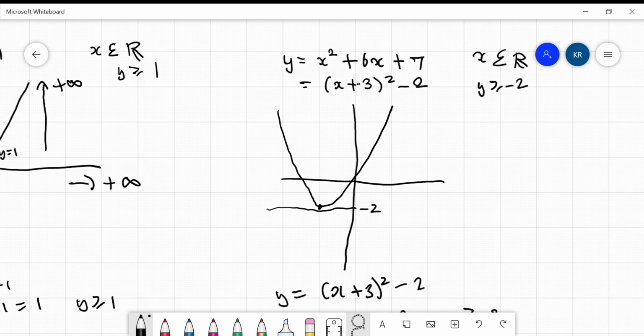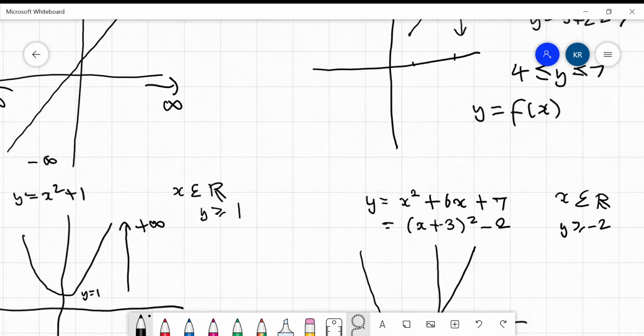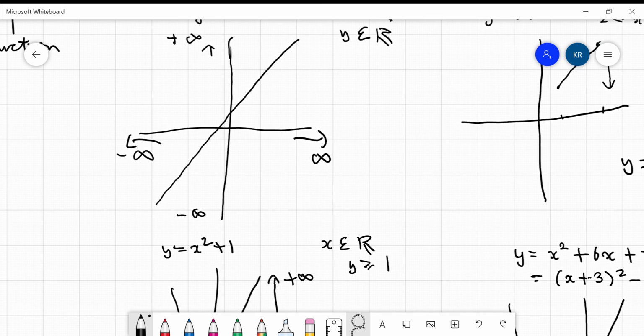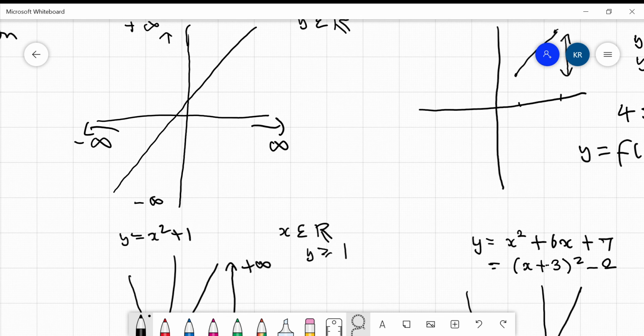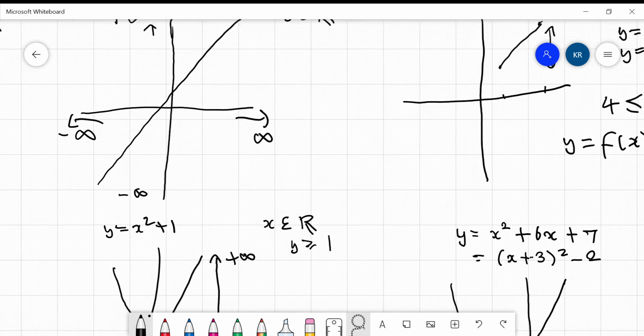So for today's video, that's it. I have essentially gone over how you can find the domain and how you can find the range. In our next video, I will talk about inverses and how to find inverses for many-to-one functions and stuff like that.